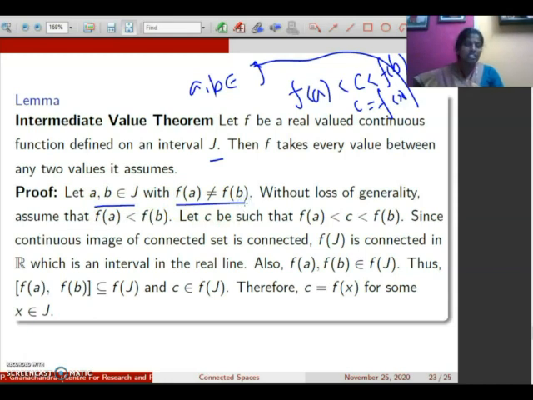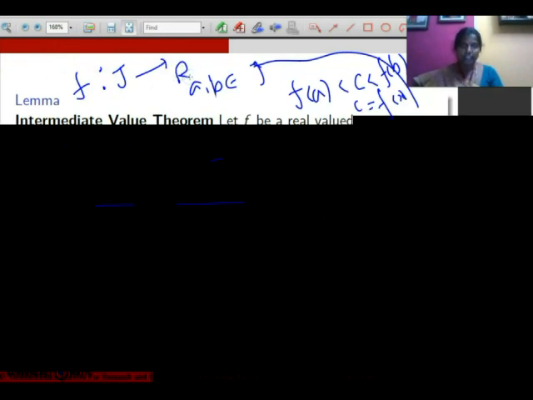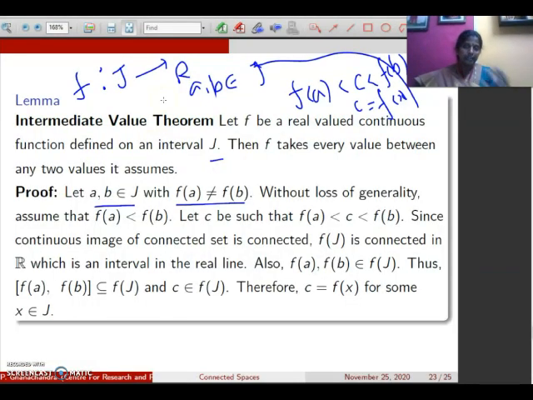Without loss of generality, because we are dealing with a real valued continuous function, our function here is defined from the interval J to R. Therefore, the codomain is R. Therefore f of a is not equal to f of b. f of a and f of b are elements of R, which preserves order. Therefore, we can assume that either f of a is greater than f of b or f of a is less than f of b. I take f of a less than f of b. Let C be such that C lies between f of a and f of b. I am going to prove C equals some f of x.